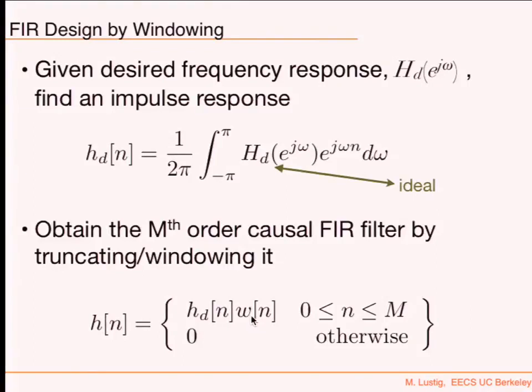That window could be a rectangular window, a Hamming window, or a Kaiser window. And that's going to implicate how well my frequency response is approximated. But if you think about this, it's really just taking an inverse DTFT. I want to design something, so I'm going to take an inverse DTFT, going from continuous to discrete, and then I'm just going to crop it.